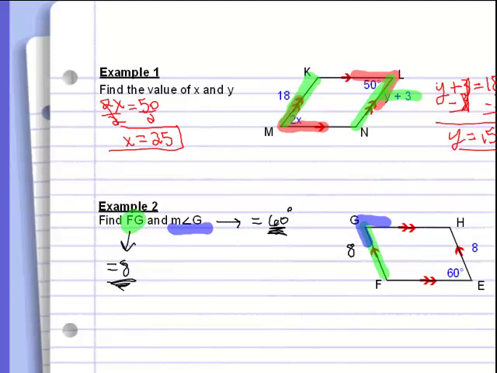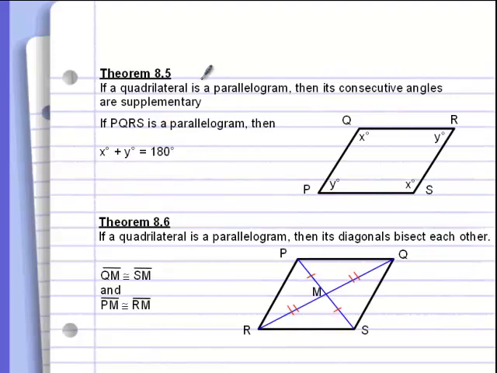Please try to keep up. Let's go to the next page. Theorem 8.5 says, if a quadrilateral is a parallelogram, listen to this, then its consecutive interior angles, I'm actually going to highlight those, are supplementary. Supplementary meaning they add up to 180.